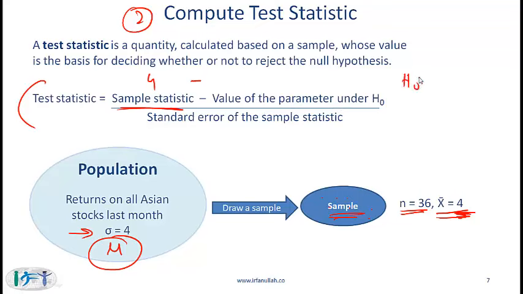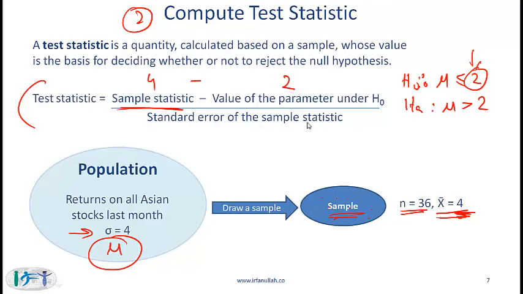We write down our null hypothesis again. Remember, the null hypothesis was that mu is less than or equal to 2 and the alternate was that mu is greater than 2. This number is the hypothesized value, or the value of the parameter under the null hypothesis. So 4 minus 2, divided by the standard error of the sample statistic.